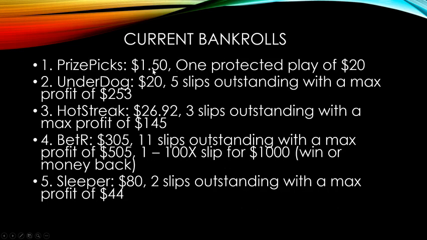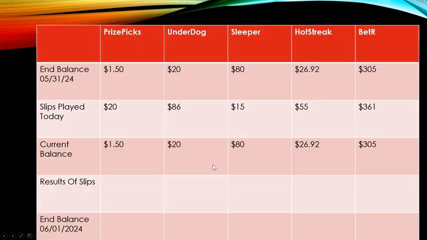Here are my current bankrolls. I already showed you PrizePicks, $1.50 with the 1 protected play. Underdog is at $20, 5 slips outstanding, max profit. Okay, so this is where they're at. And I'm going to be doing a sheet like this each day that will show what the end balance was after the slips were played. So it'll look like this.